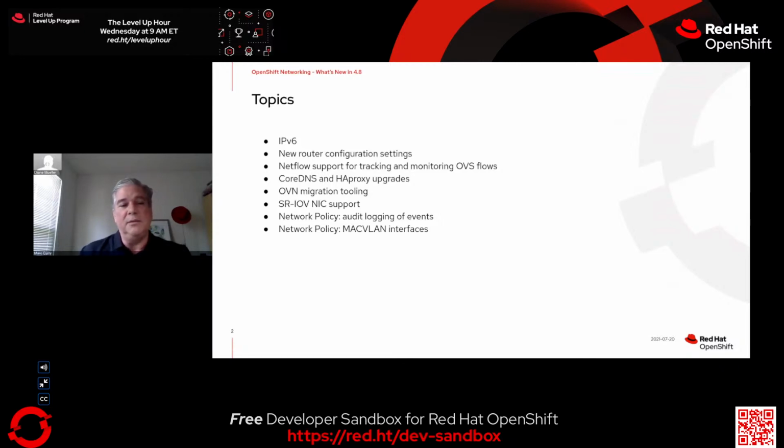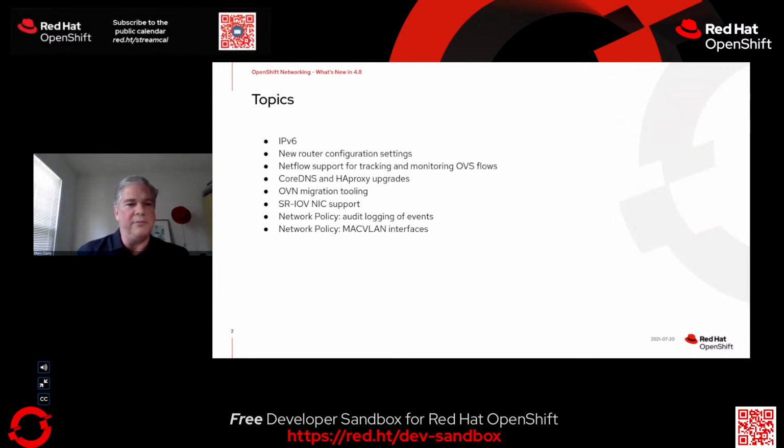Some upgrades to some of our core products, that is CoreDNS and HAProxy, and some of the advantages that are brought forth from those upgrades. We're going to talk a little bit about the OVN migration tooling and an enhancement to that. Talk a little bit about SR-IOV NIC support, and one big thing that's not technically 4.8, it's 4.9, but still worthwhile knowing for those of you that do SR-IOV networking. And then we'll talk a little bit about network policy audit logging and events, and network policy of MACVLAN interfaces. A couple of things that are not in this topic list, which I threw in fairly last minute, is I'm going to talk a little bit about a couple of new CNI plugins that we support as well.